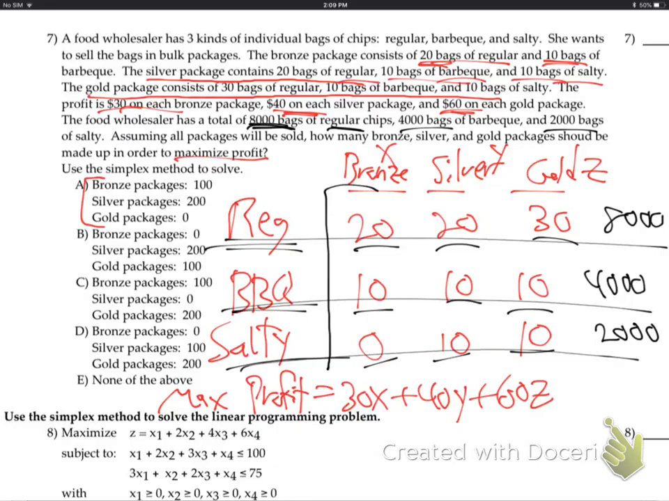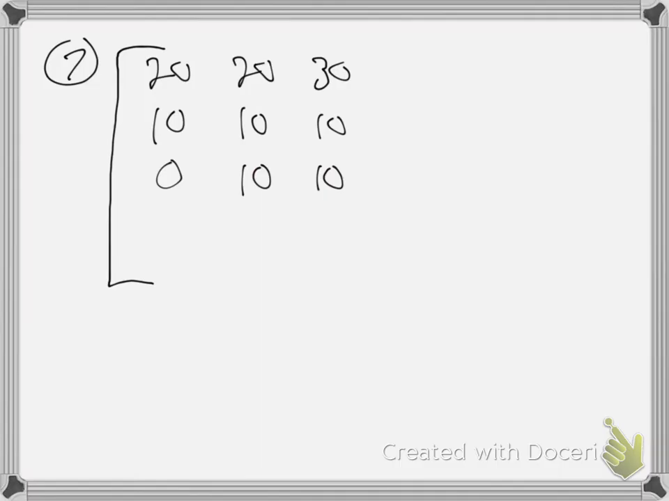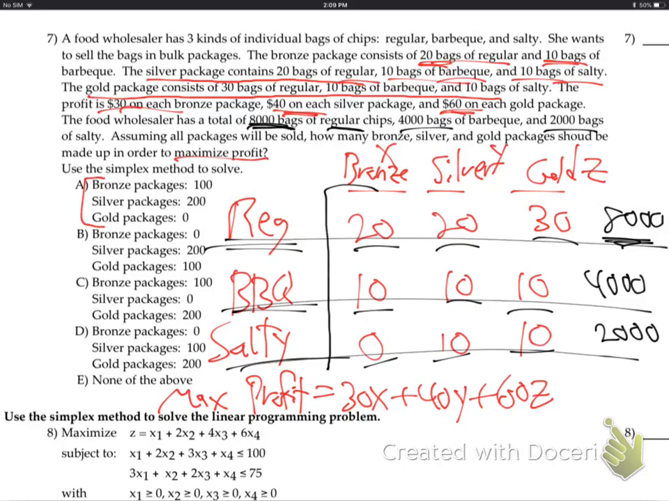Now hold on, don't put these in till the end. They're going to go way over on the right. You can put them way over on the right now. 8,000, 4,000, 2,000, they're going to go way over here, aren't they? These numbers go on the very right. And then where do these guys go? Yeah, they go to the other side, right?